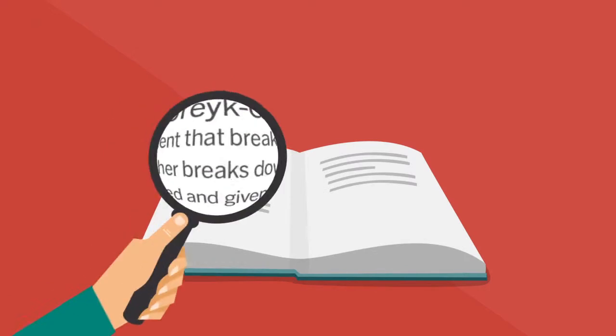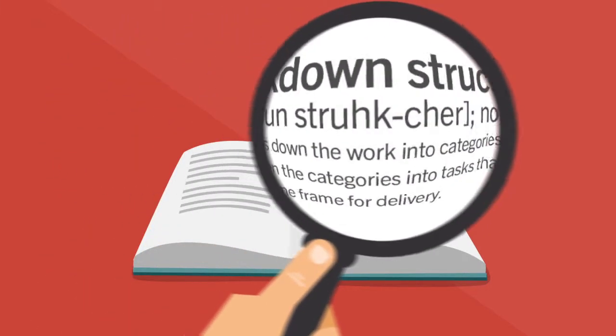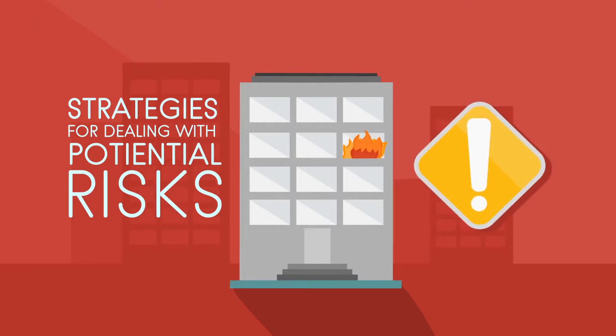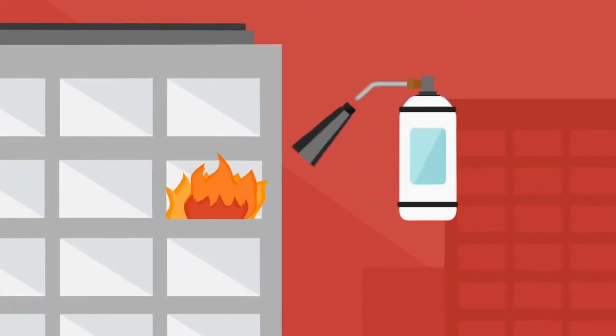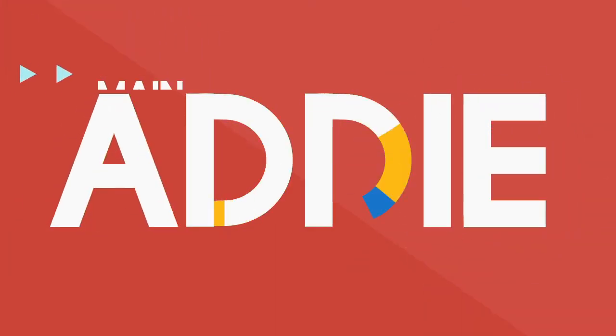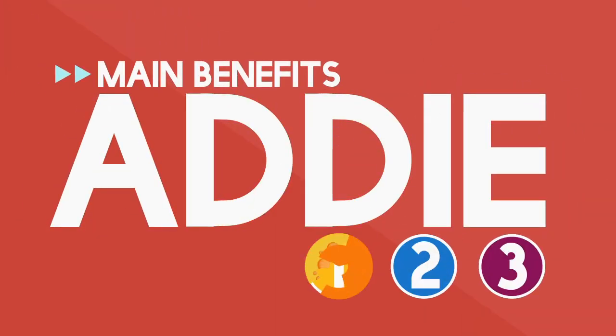At the end of this module, you'll be able to define what a work breakdown structure is and how it's useful in projects. List 3 strategies for dealing with potential risks on a project. Relate as an adult learner the 3 main benefits of using the ADDIE model in instructional design.